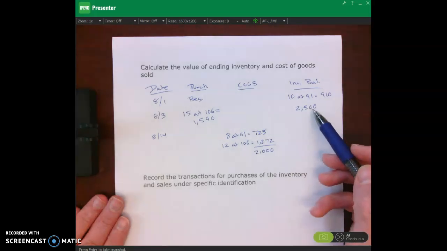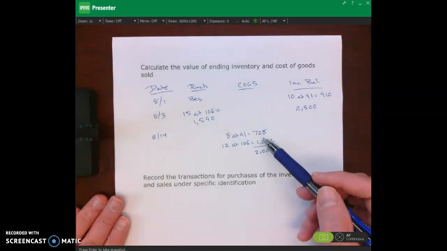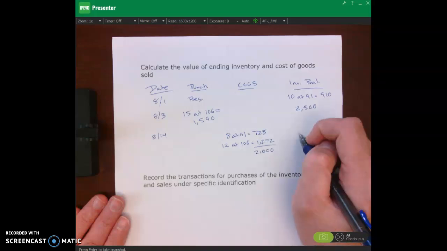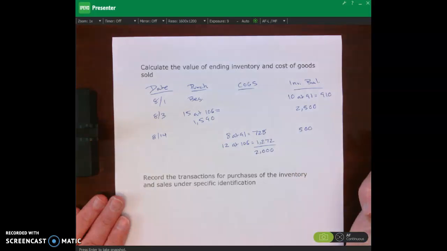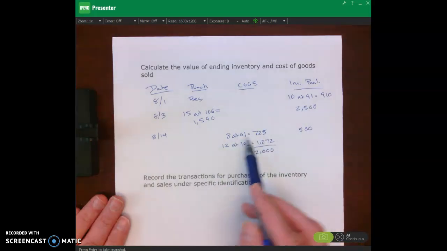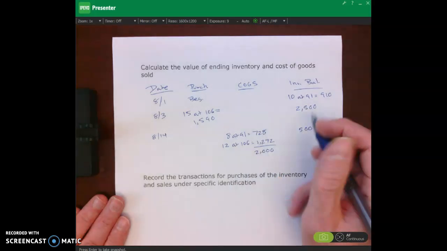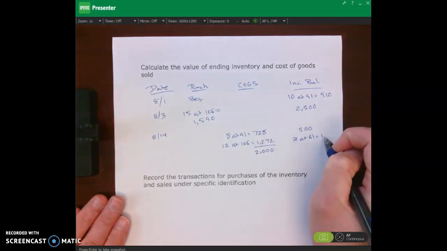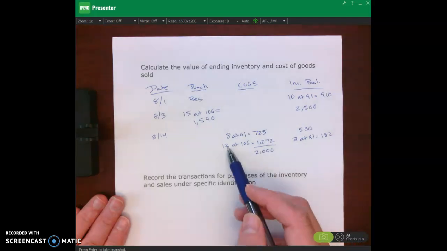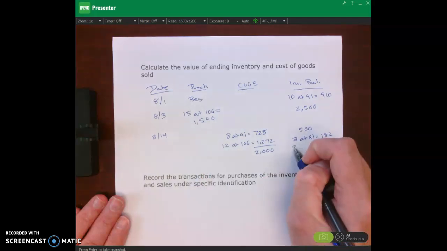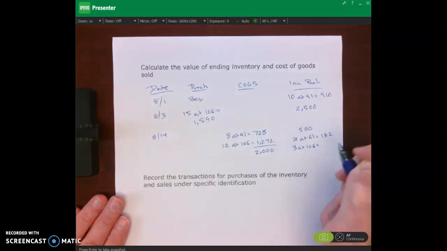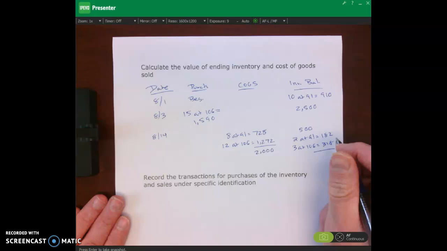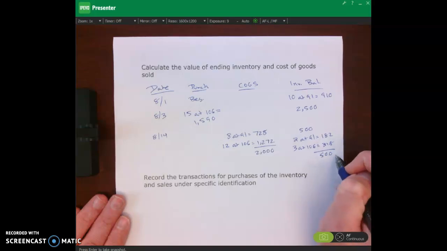So this is the merchandise that I had available for sale. This is my cost of goods sold, so these are the ones that I sold. These are the ones that I had. So how much do I have left over? $500. How could I prove that? Remember, I had 10. I sold 8 of those, so I have 2 left over at that $91 cost, which gives me $182. And then I sold 12 out of the 15, which means I have 3 left over at that 106. So 3 times 106 gives me $318. 182 plus 318 gives me $500, and I can say check.